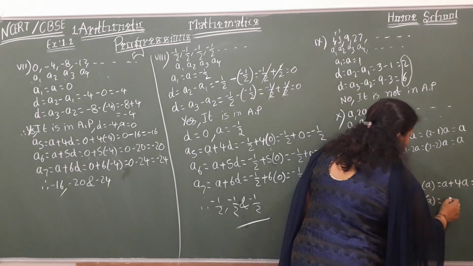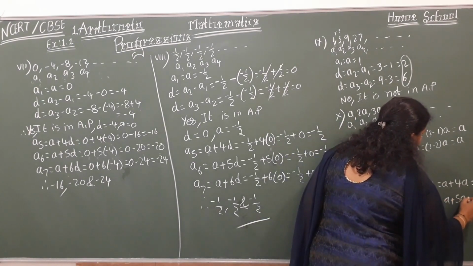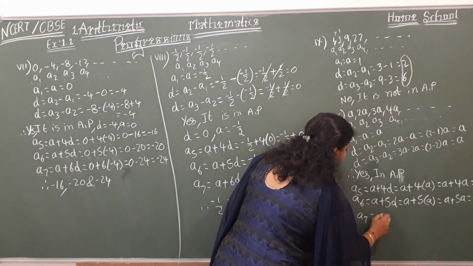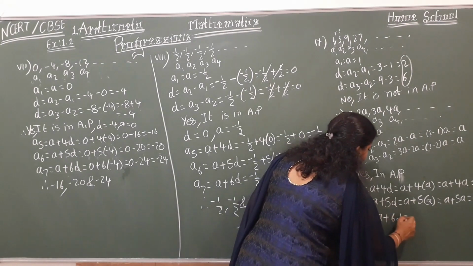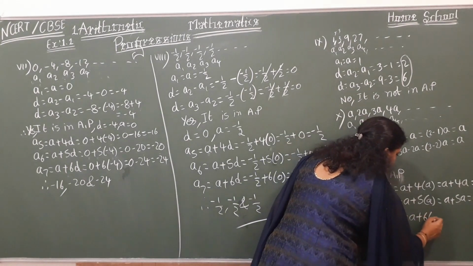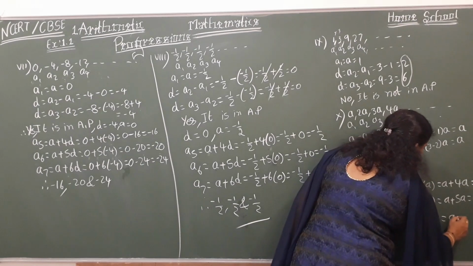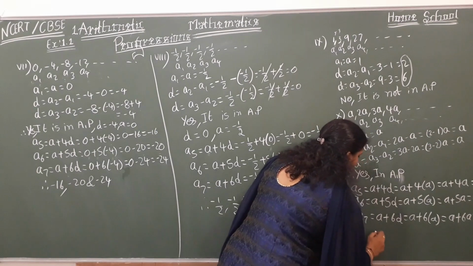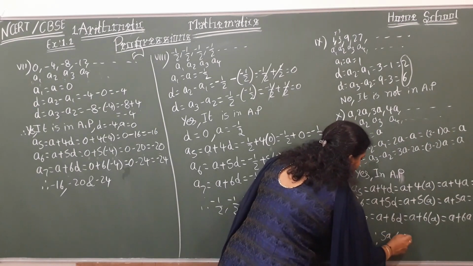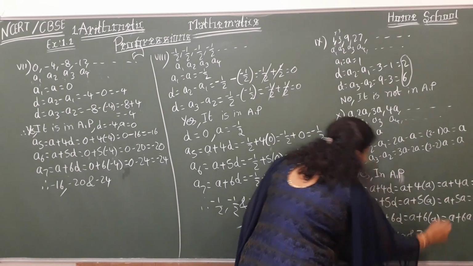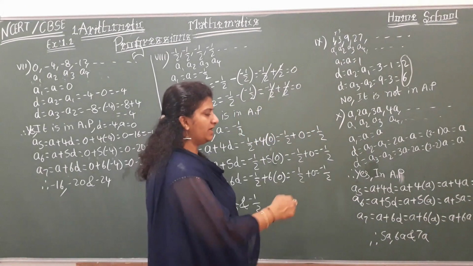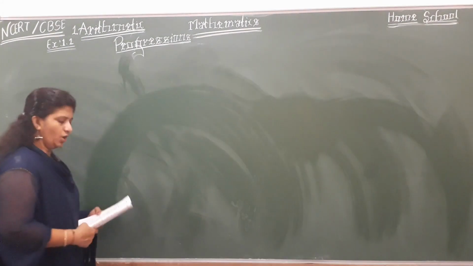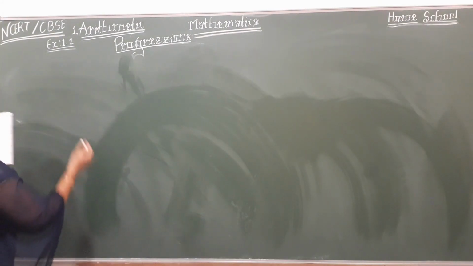5A. D value is A, no? A plus 5A is equal to 6A. A7, A plus 6D is equal to A plus 6 into A. That is equal to A plus 6A is equal to 7A. Therefore, 5A, 6A and 7A. What are the next three terms? 5A, 6A and 7A. Okay, let's start the 11th sub-question here.